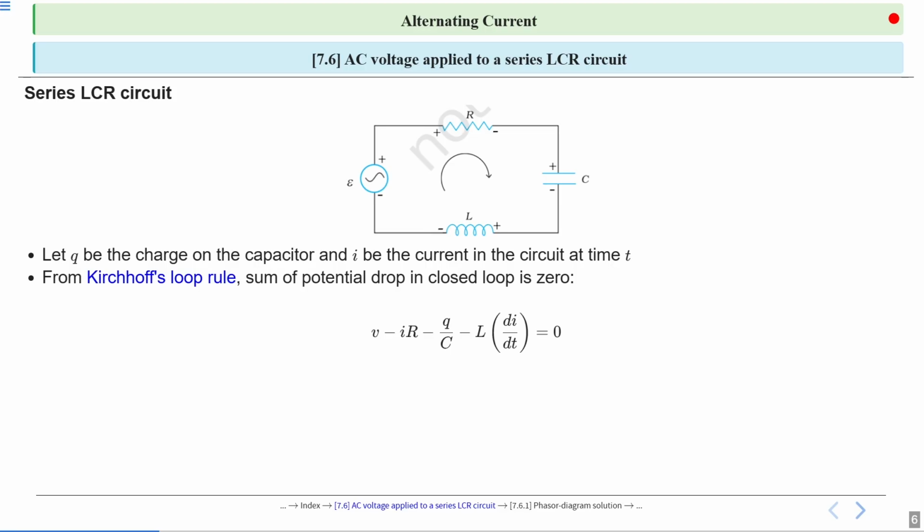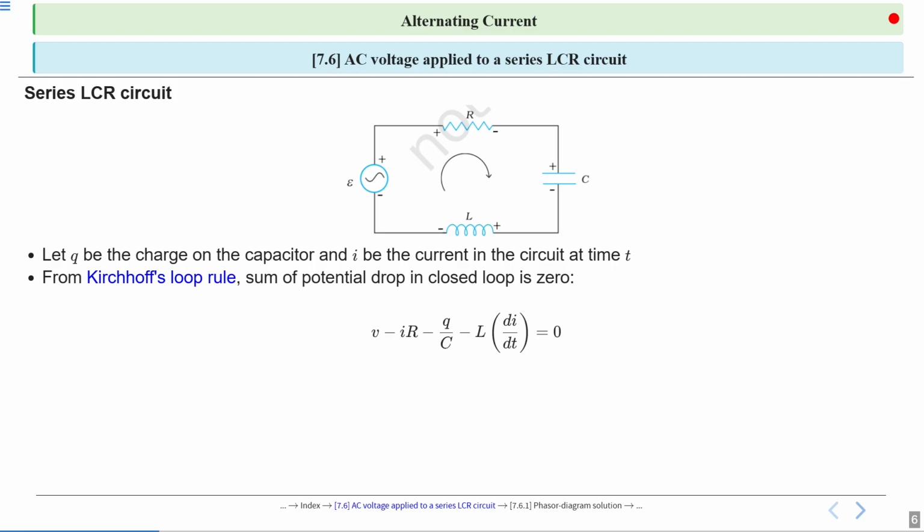You are moving from positive to negative. So the voltage drop across this capacitor will be taken as negative, that is minus Q by C. Q is equal to CV, so V is equal to Q by C. The voltage drop across this capacitor will be equal to Q by C, and negative.